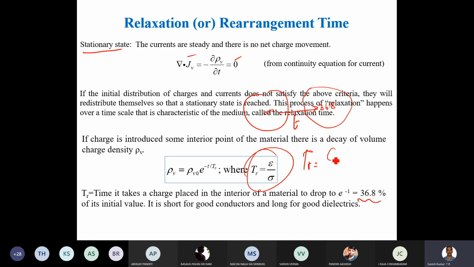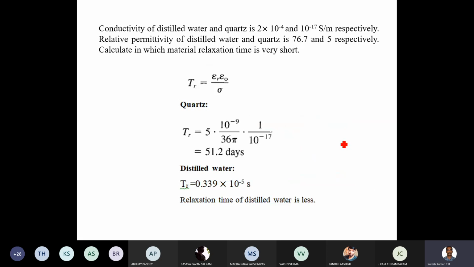Relaxation time is directly proportional to the permittivity of the medium and inversely proportional to the conductivity of the medium. So it's very clear, and with this example you can clearly understand. You need to calculate the relaxation time for two cases: one is for quartz and the other for distilled water. For distilled water, the conductivity is 0.339 into 10 power minus 5, whereas for quartz it is 2 into 10 power minus 4.